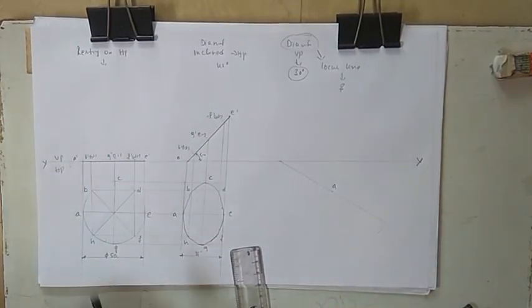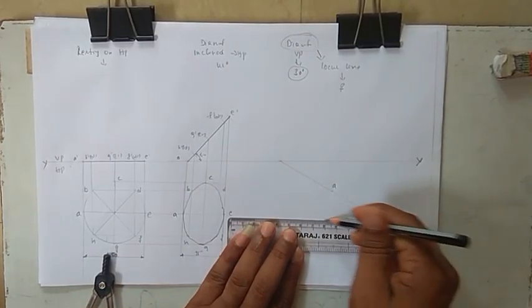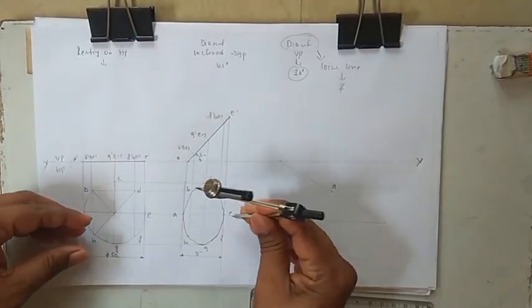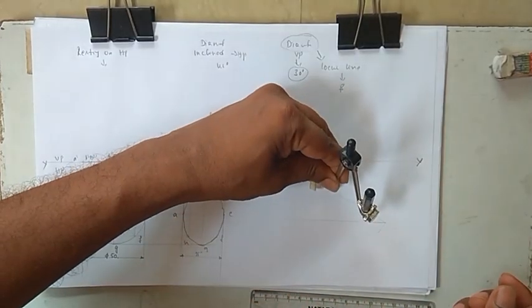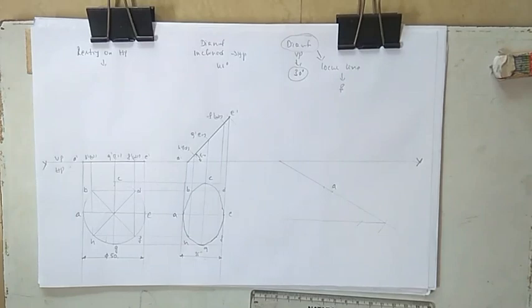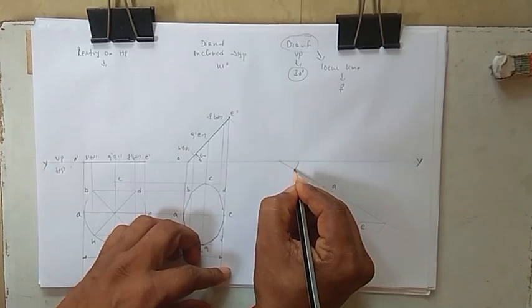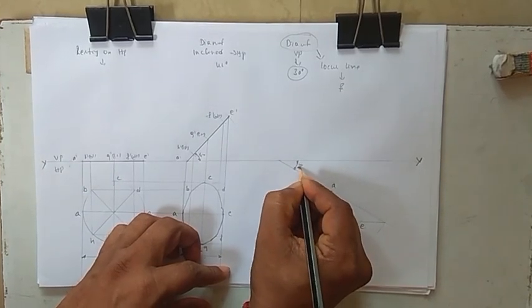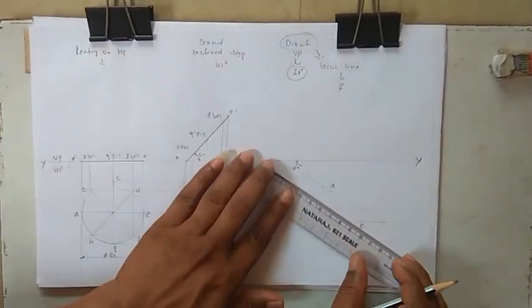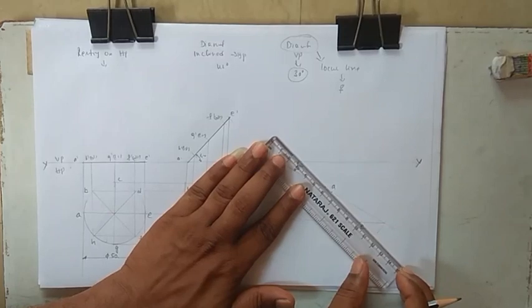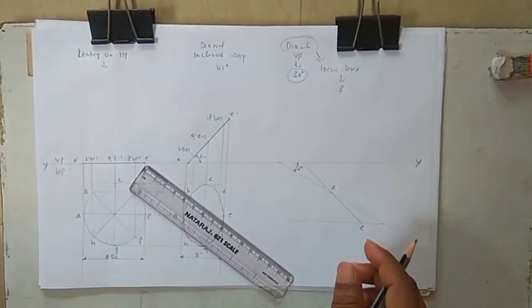Next, draw one horizontal line. Take the second diameter, A to E, and from the same reference point cut on this line. So now this is E. Initially we have taken this as 30 degrees. So now you have to draw a line from this corner passing through the center. Now measure this angle.